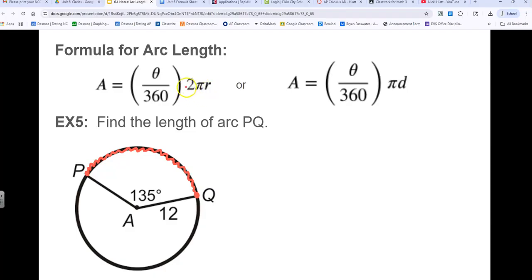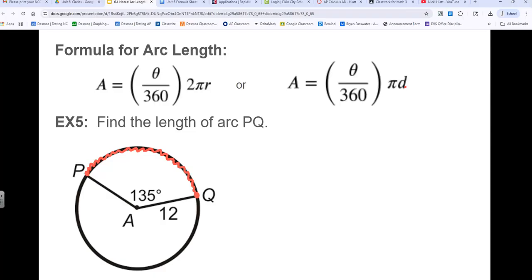I'm sorry, I read that incorrectly. It's theta over 360 times 2 times pi times the radius there. We also could use the formula pi times diameter. Now you should be noticing that this is just a fraction of the circumference. So it's just a fraction times this formula here that's for circumference, or we could use this one instead if you prefer that for circumference.